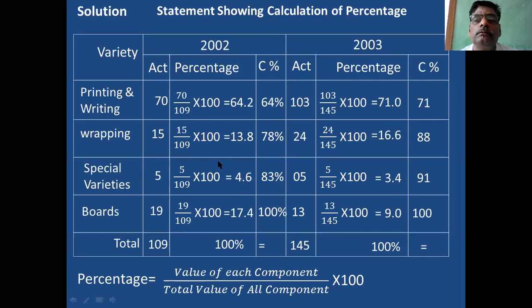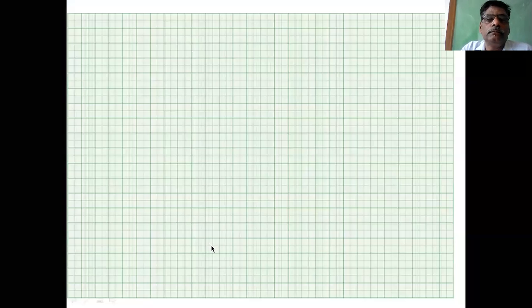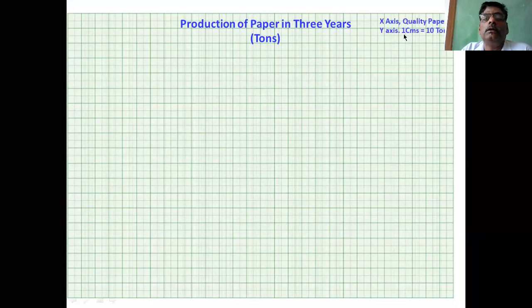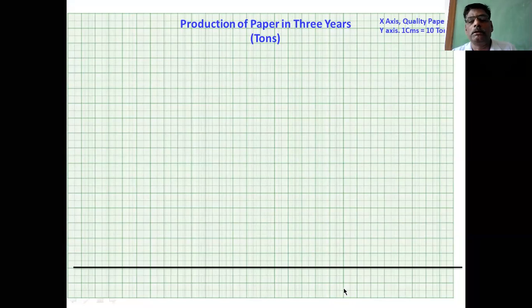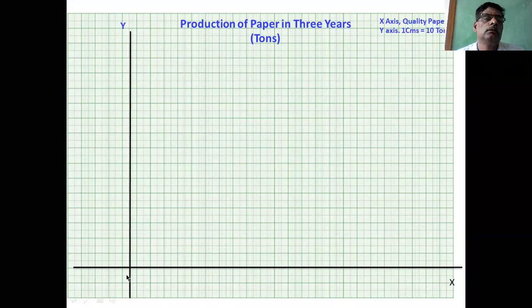In the graph sheet, on the y-axis, you have to take 100 units, because you have to express it in percentage form. You are expressing in a percentage form. Okay. You see the graph. This is the graph. Production of paper in tons. Okay. On the x-axis, 1 centimeter is equal to 10%. This is the x-axis and this is the y-axis.